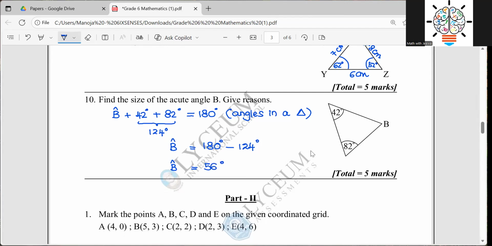56 degrees. If you want to double check, you can just add 42, 82 and 56 and see whether you get the answer 180. If your answer 56 is correct, when you add 42, 82 and 56 together, it should add up to 180 because angles in a triangle add up to 180. Right. So we are done with part 1.